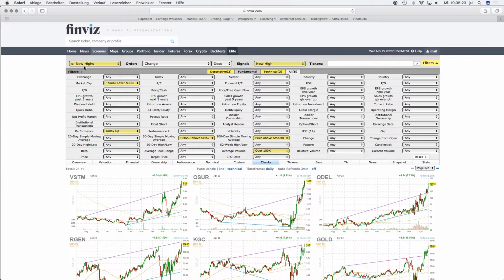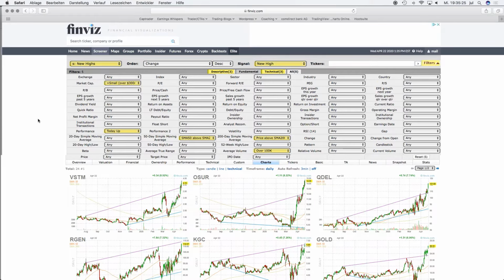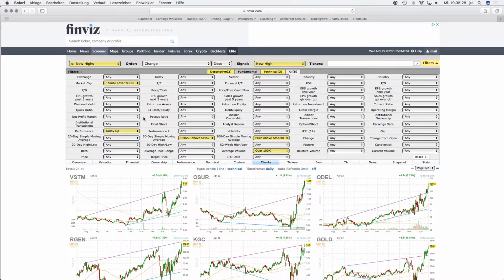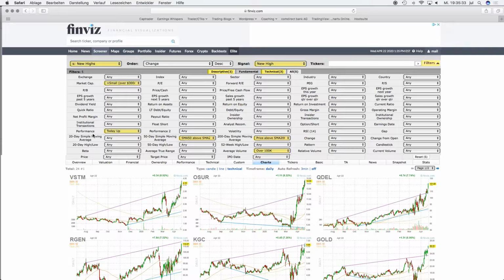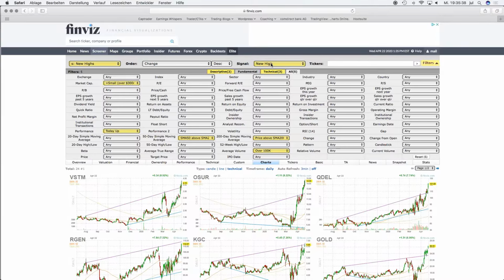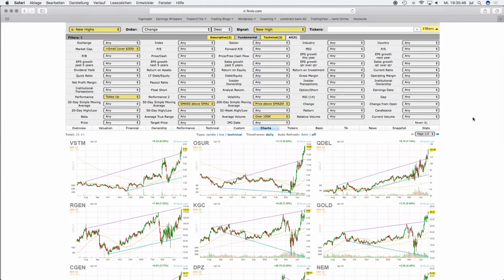The new high screener is also a screener I'm using on a daily basis. This screener shows me all stocks which are up today and which are on a new 52-week high. So they are producing a new yearly high. And this is also not a signal. I can't emphasize this enough. This is not a signal. This is just to decrease the number of stocks I'm looking at and to fish in the right pond.